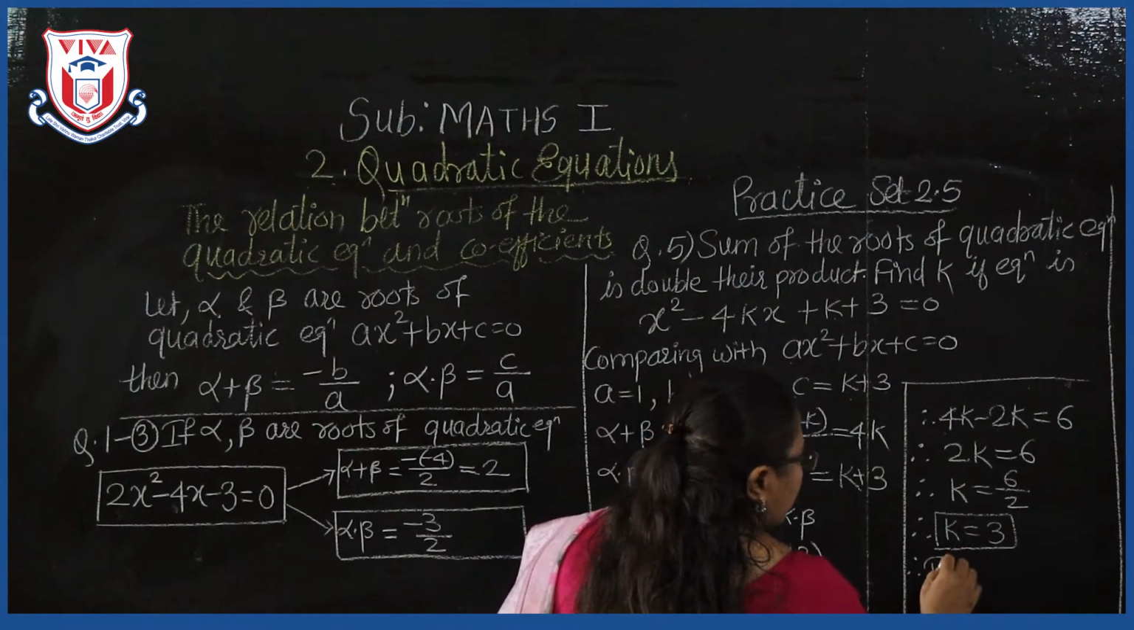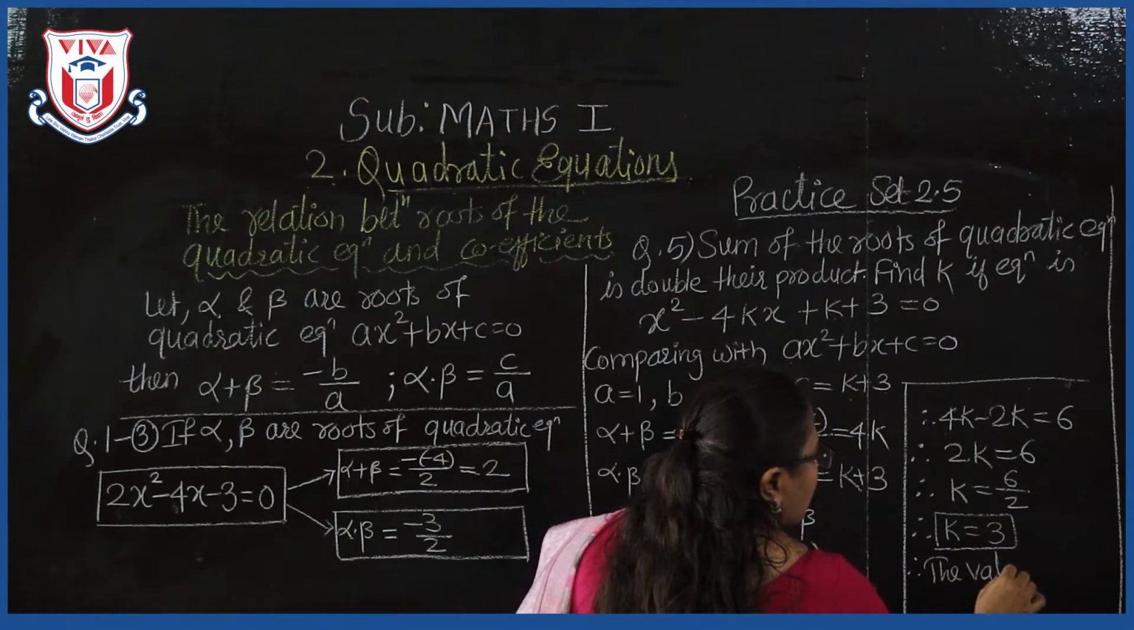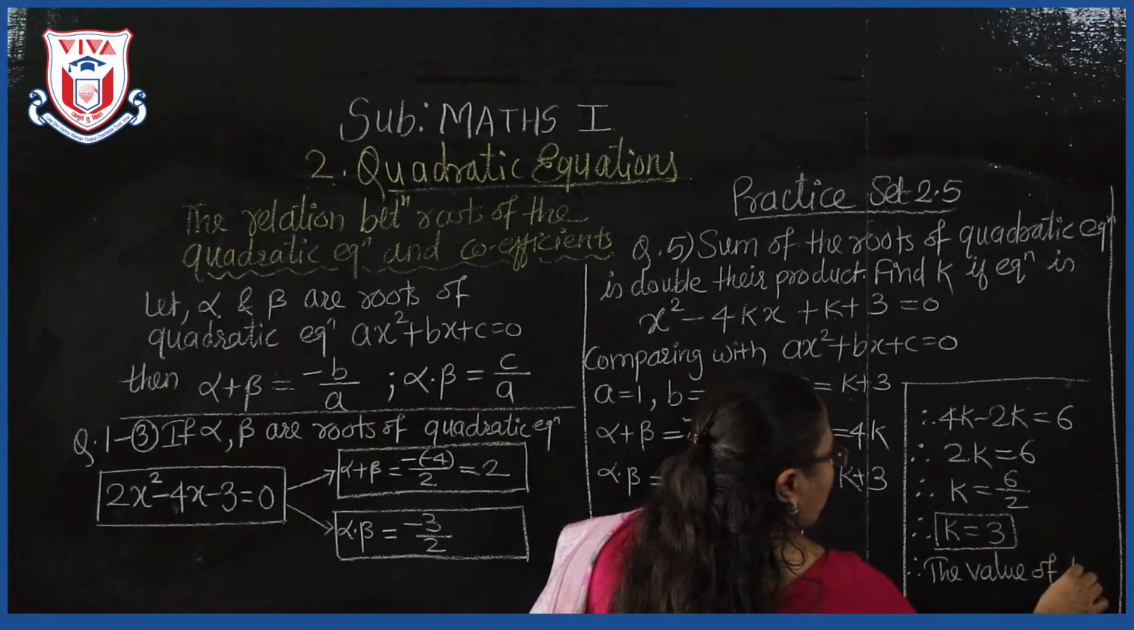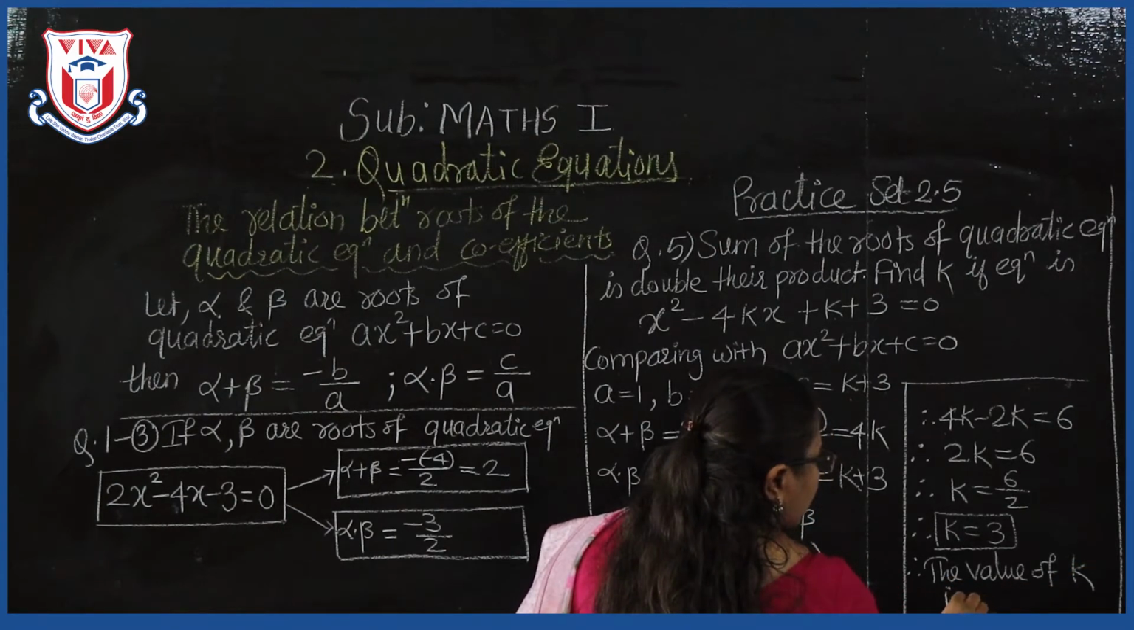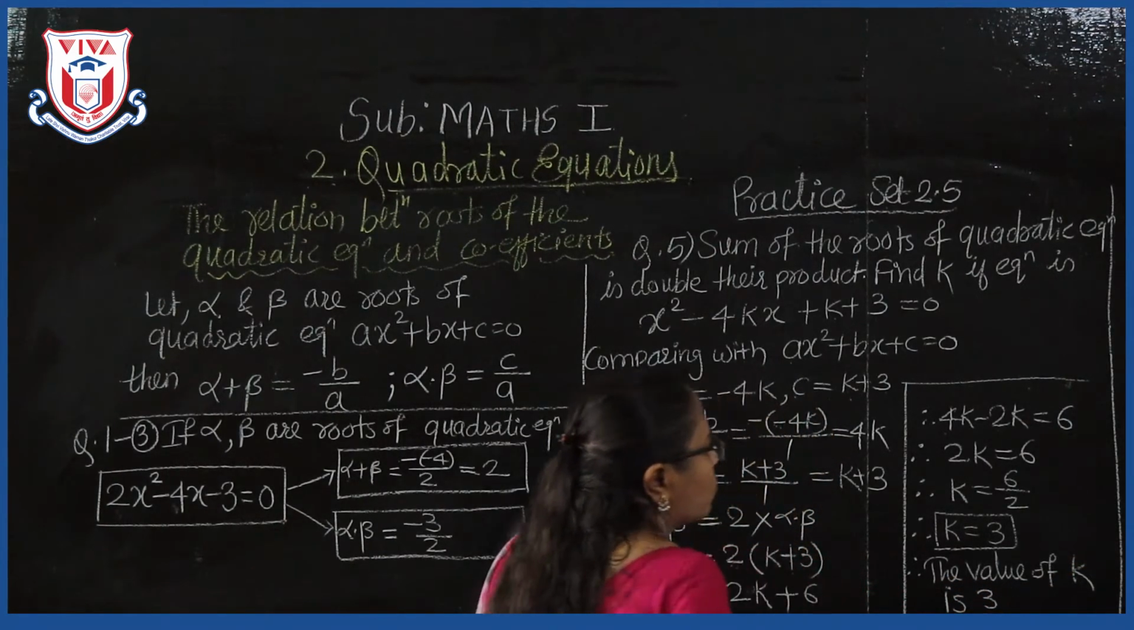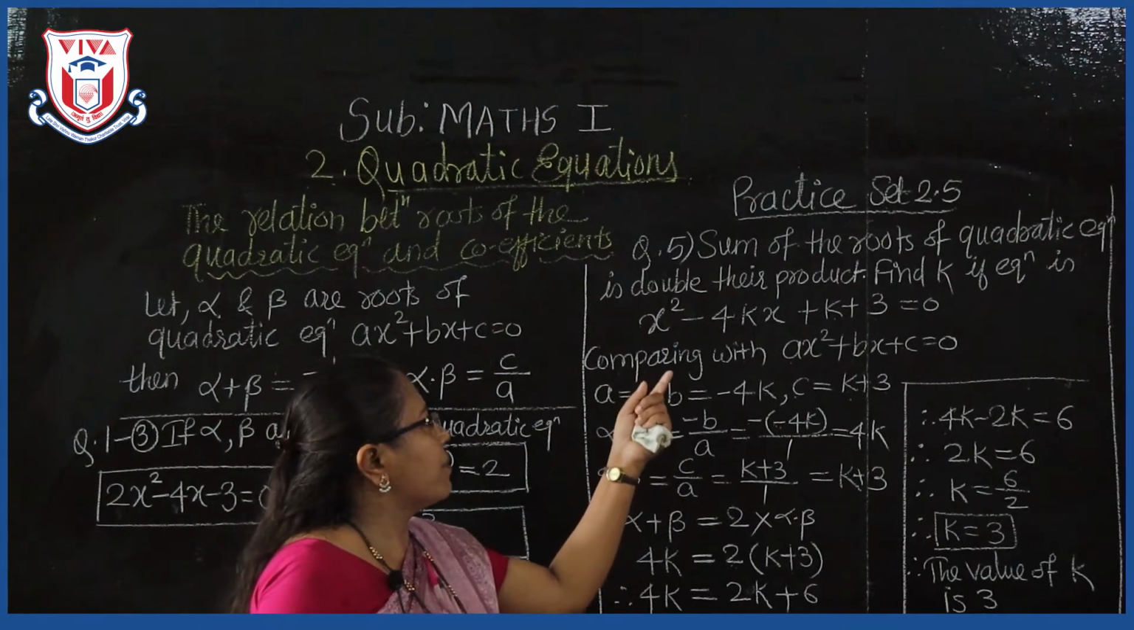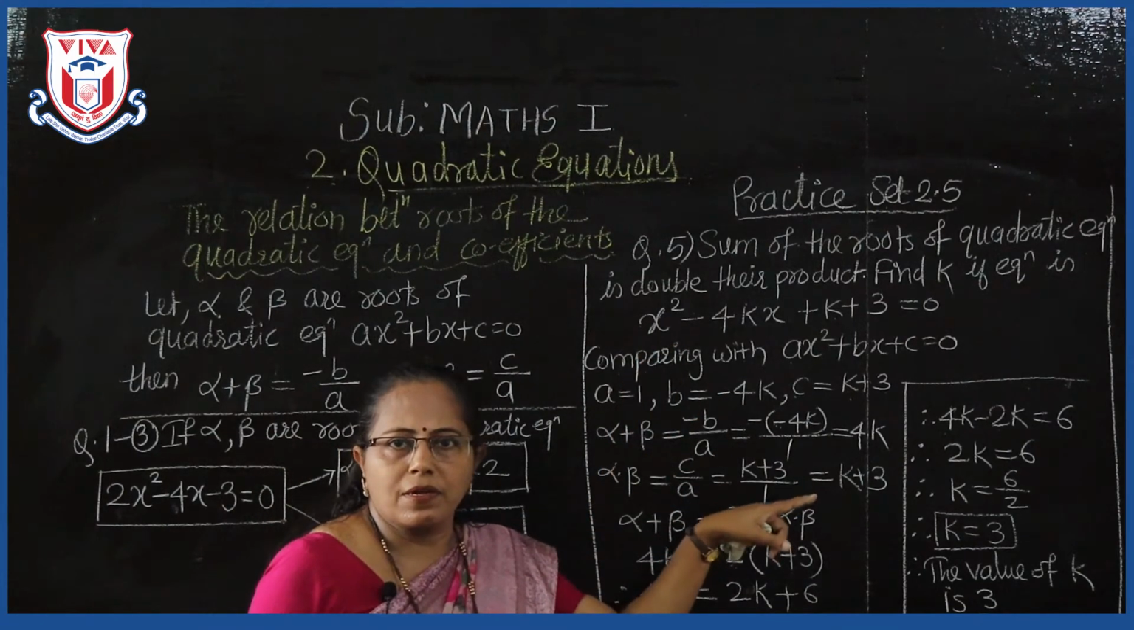Therefore the value of k is 3. So this way we use the relation between roots and coefficient. Okay?